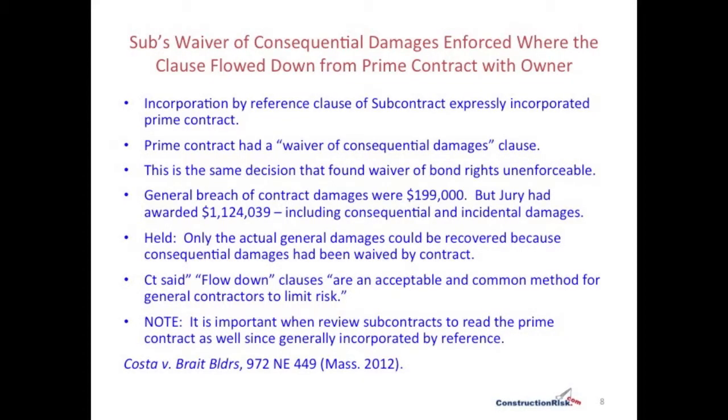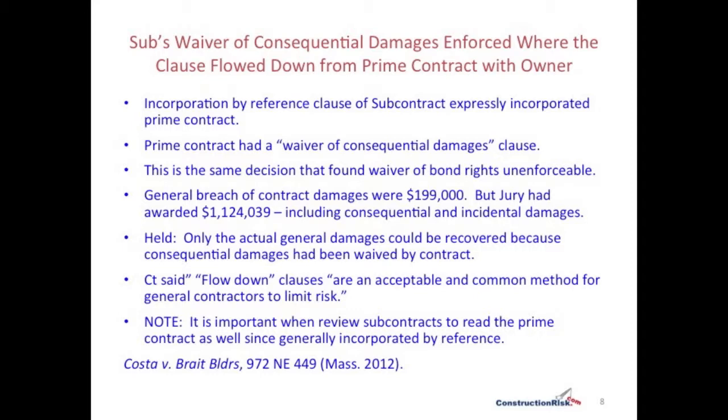Well, this is the same decision again that found that the waiver of bond rights was unenforceable, but it found that the waiver of consequential damages was enforceable. So here the general breach of contract damages were worth $199,000, but the jury also awarded $1.1 million total that included consequential and incidental damages. The court held only the actual damages could be recovered because the consequential damages had been waived by the contract.